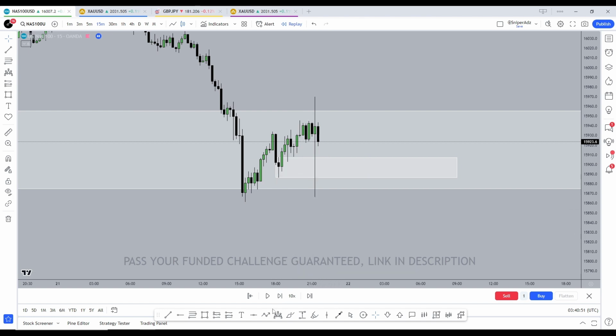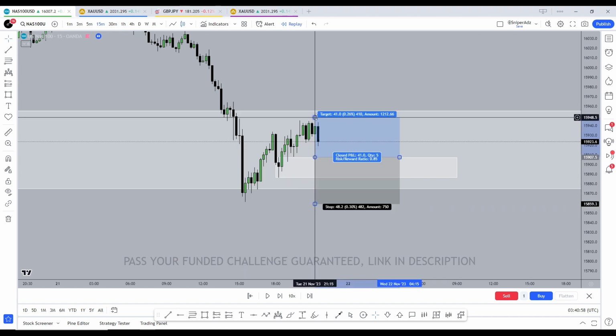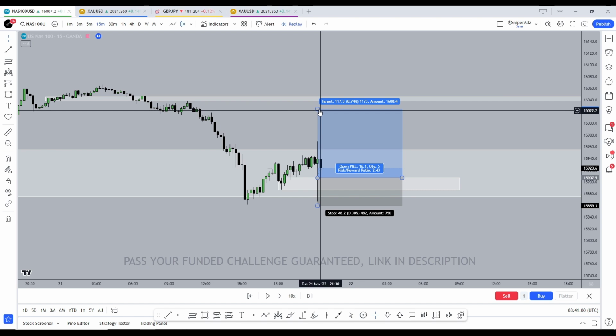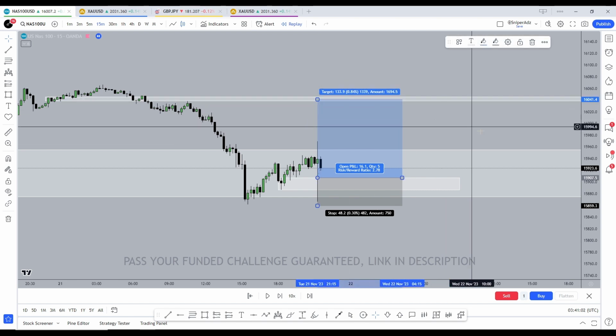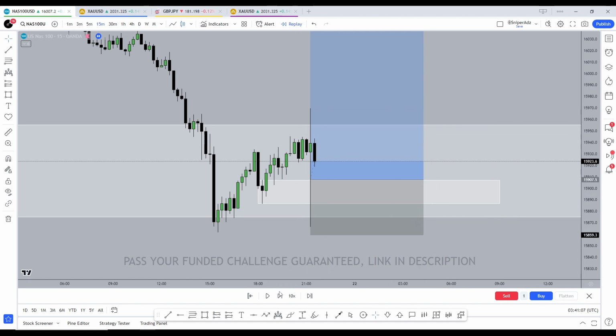The market did come into this area here, and if I was to enter off this area, I simply enter here and, like the previous example, put my stop loss below this low and then simply target that initial FVG, which was around this area here again, for a 1 to 2.78 risk to reward ratio. So let's see how this trade plays out.